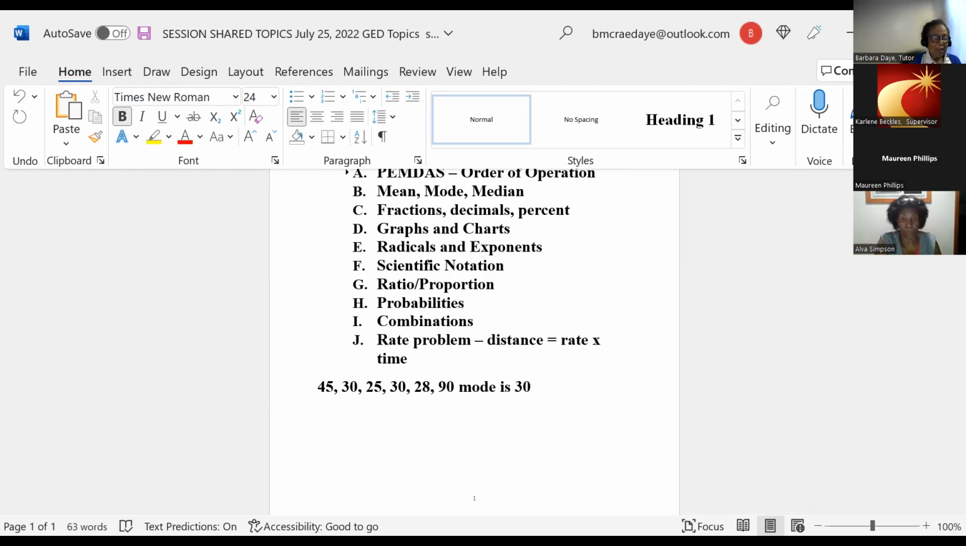All right. Now, if we wanted to find the median, we have to put these in order, right? Either high to low or low to high. So, Maureen, what goes first? Let's go from high to low. What would be first? High to low? High, going high, 90. Okay. And what comes next?